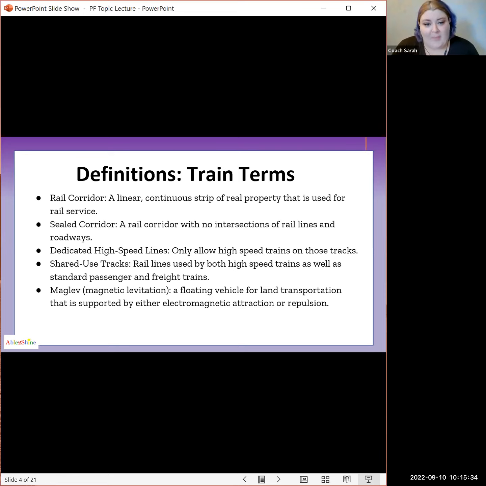Another phrase you might come across is dedicated high-speed lines. This is a train line that is only meant for high-speed trains. This line is not shared with any other type of train. However, on the opposite end, a shared use track is a rail line that is used by high-speed trains, passenger trains, and freight trains.